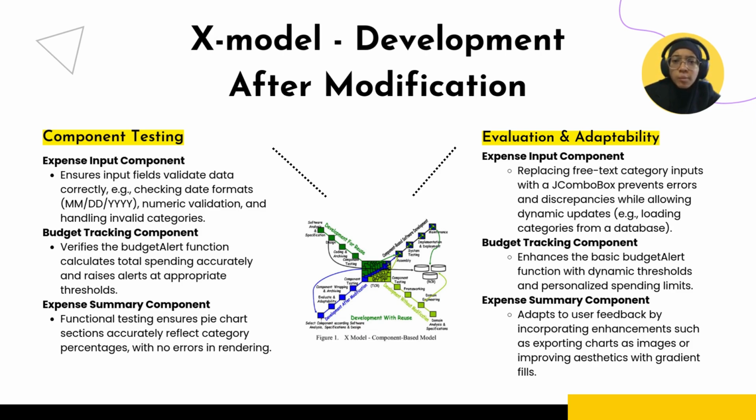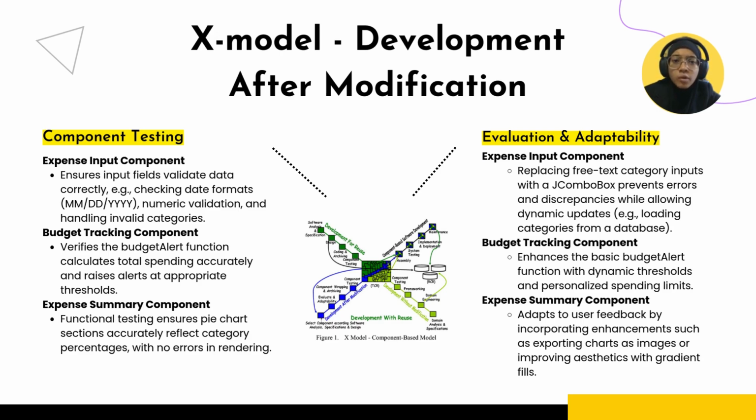The budget tracking component is tested to confirm that the budget alert function calculates the spending correctly and triggers appropriate alerts, with performance testing ensuring optimal functionality even under heavy usage. The expenses summary component is tested for functionality, ensuring that the pie chart accurately represents the category percentages.